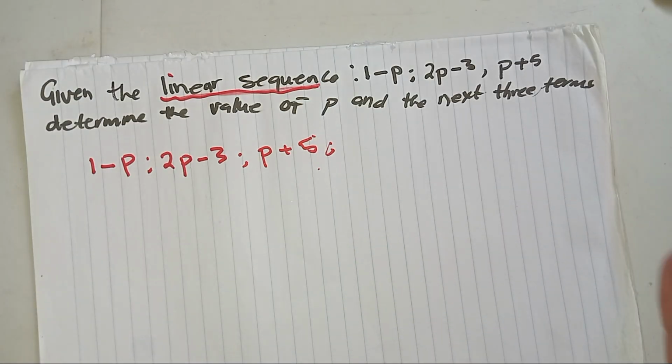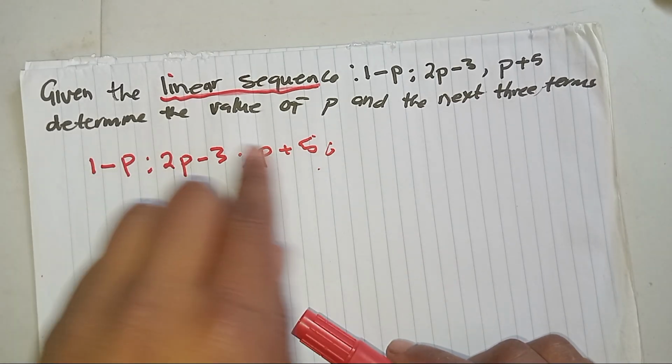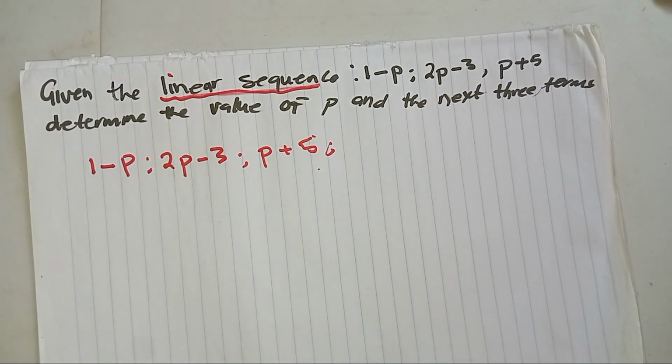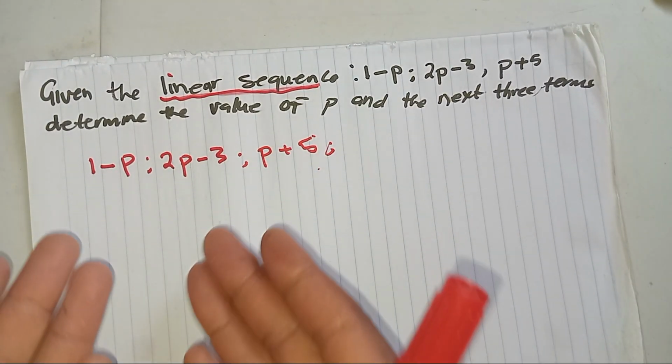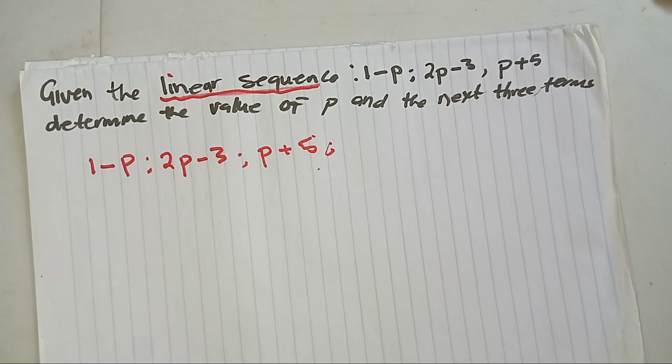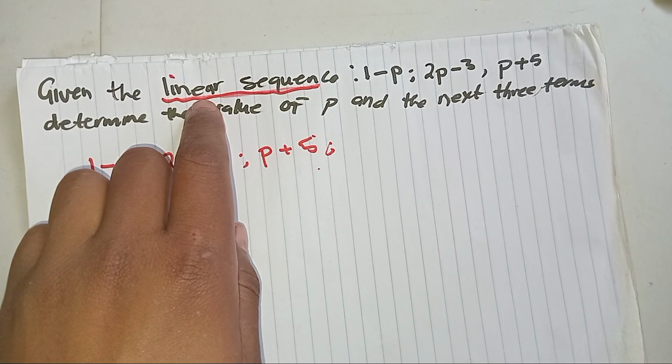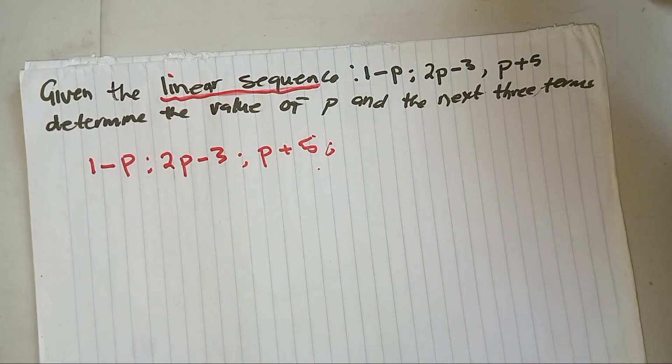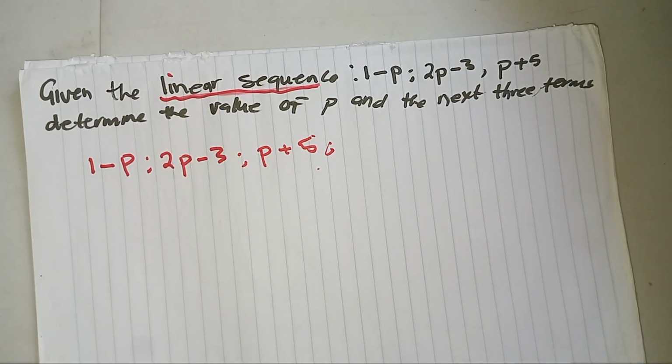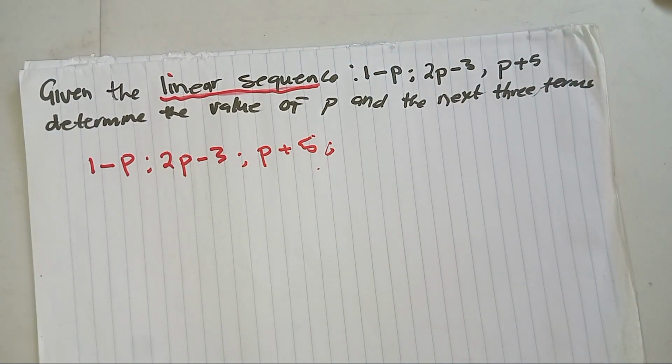So how are we going to, they say, determine the value of p and the next three terms? How are we going to find the value of p? That's the question. So don't get stressed in an examination. Just remember what an arithmetic sequence is, and then you're going to be fine.